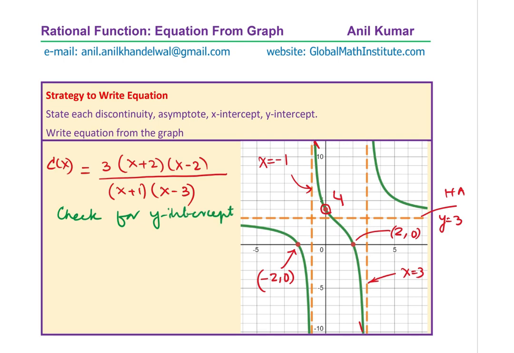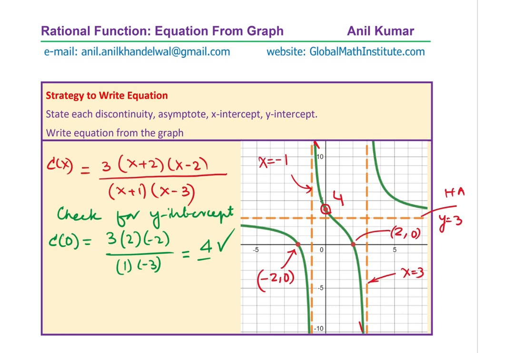The y-intercept is at 4. So if I substitute 0 here, what is c of 0 equal to? Let's calculate: 3 times 2 times minus 2 divided by 1 times minus 3. And what do we get? We get 4. So that is correct. That means the equation is absolutely correct.